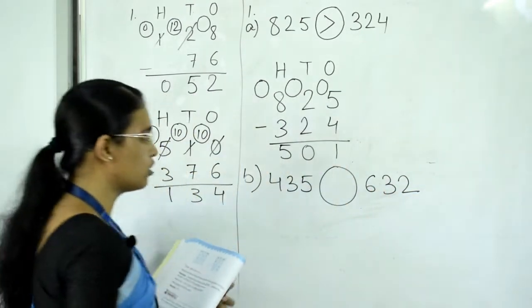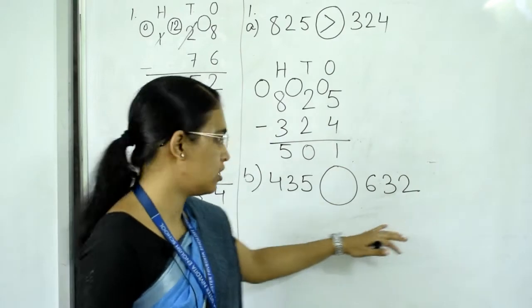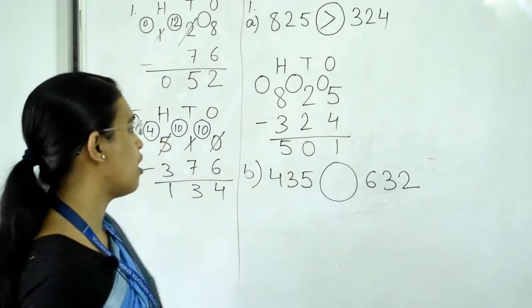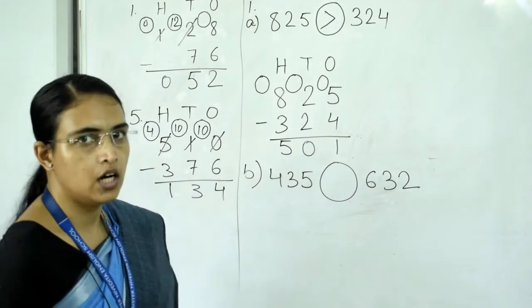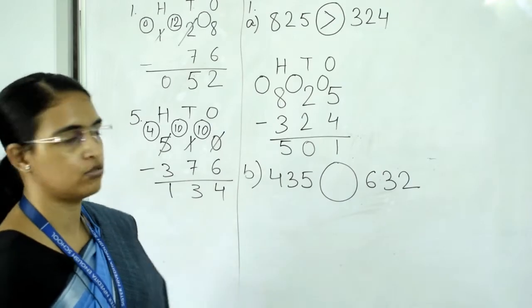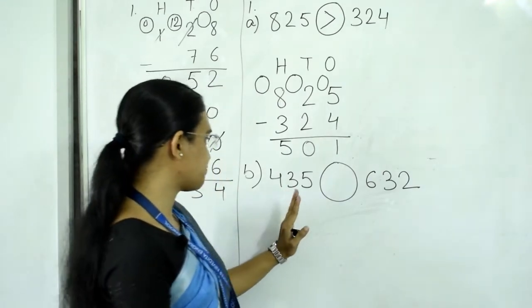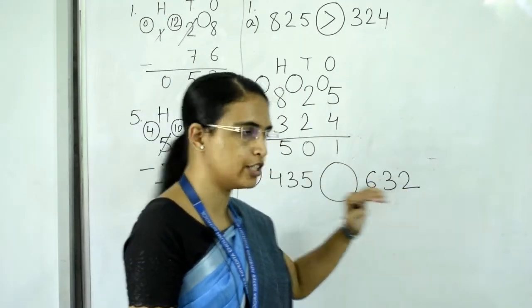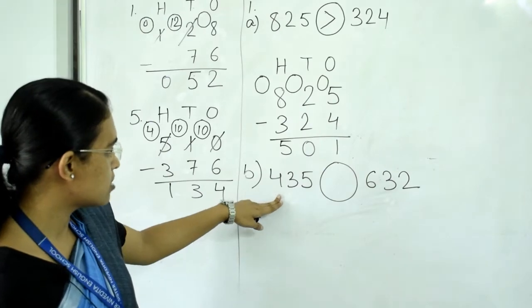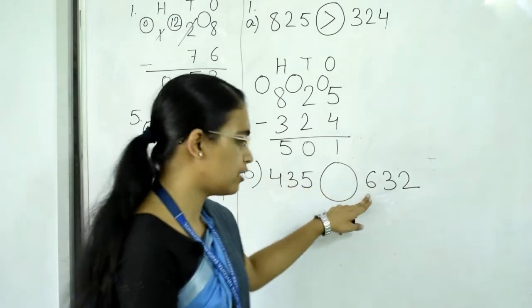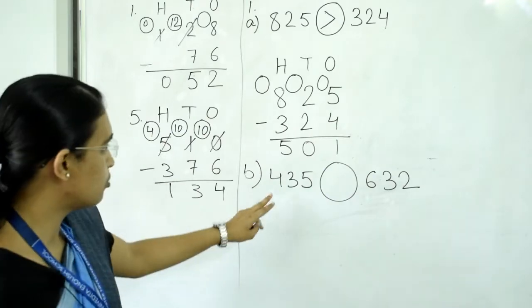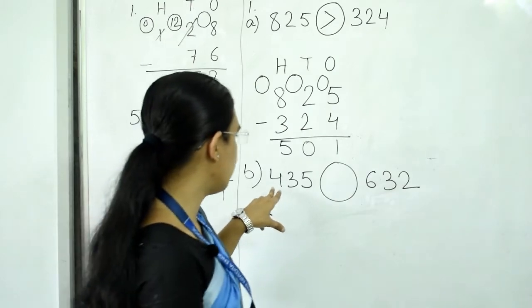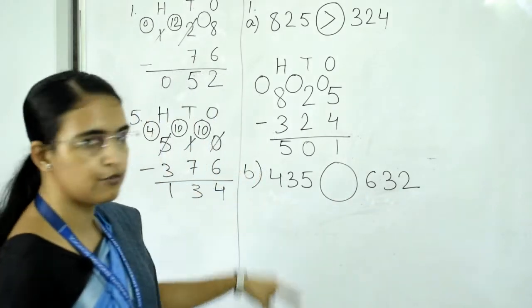435 and 632. Now look here. Again we have a 3-digit number on both sides. We have to compare these two numbers and find out whether it is greater than, less than, or equal to. On this side we have 435 and on this side we have 632. First check the 100 place. Here we have 4 and on this side we have 6. Which one is bigger, 4 or 6? 6 is bigger. That means 632 is bigger than 435, right?